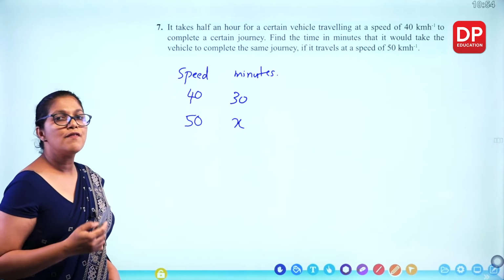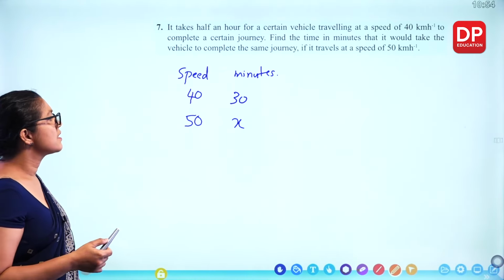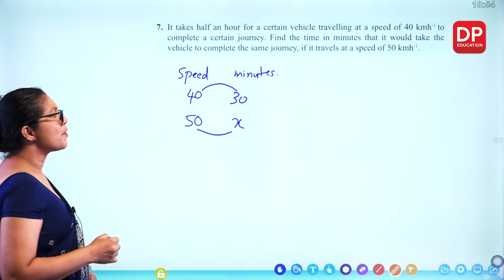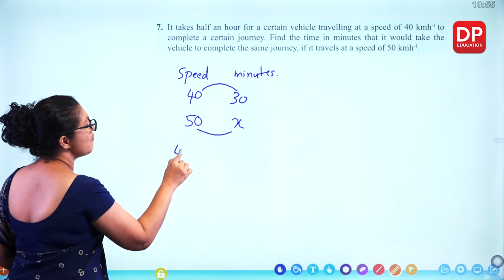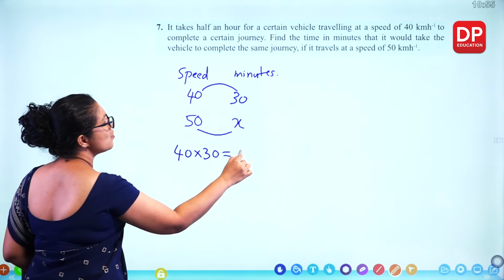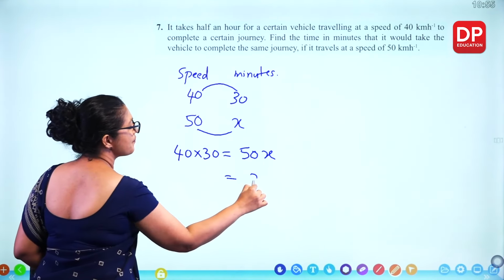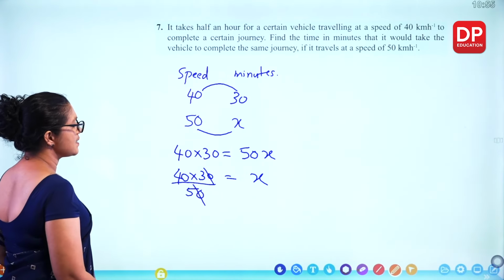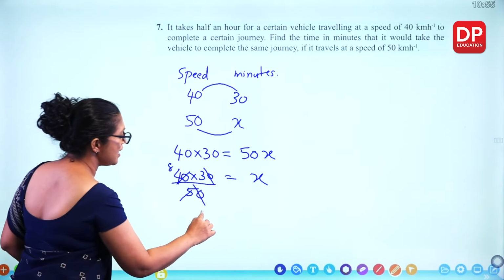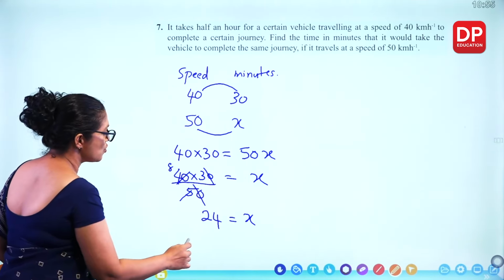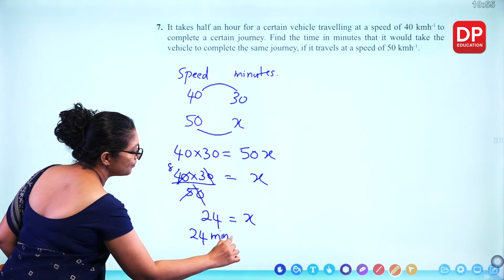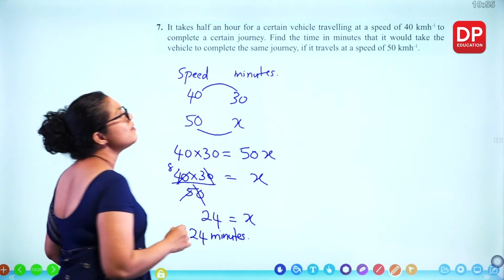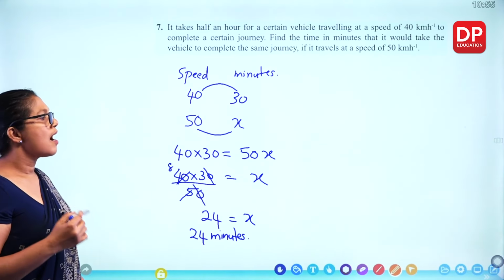Now we know this is inverse proportion. So we can easily use the method with horizontal multiplication. So this is inverse proportion. You can multiply horizontally. 40 times 30 is equal to 50x. So what is x? 40 times 30 divide by 50. So 0 get cancelled out. 5 times 8. 8 times 3. 24. So this is 24 minutes needed to travel when the speed is 50 kilometers per hour.